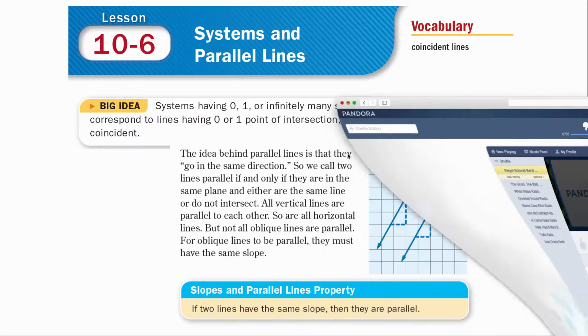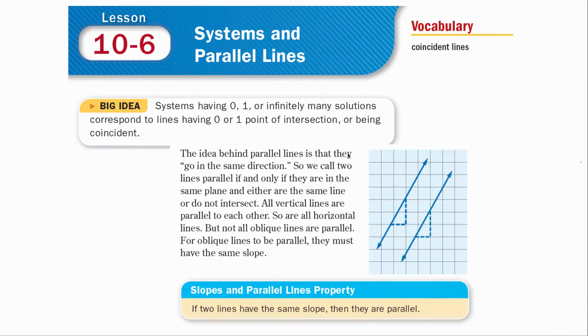Okay, hey, 10.6, Systems and Parallel Lines. Welcome back. We want to look at your vocabulary. It's coincident lines. What does that mean?